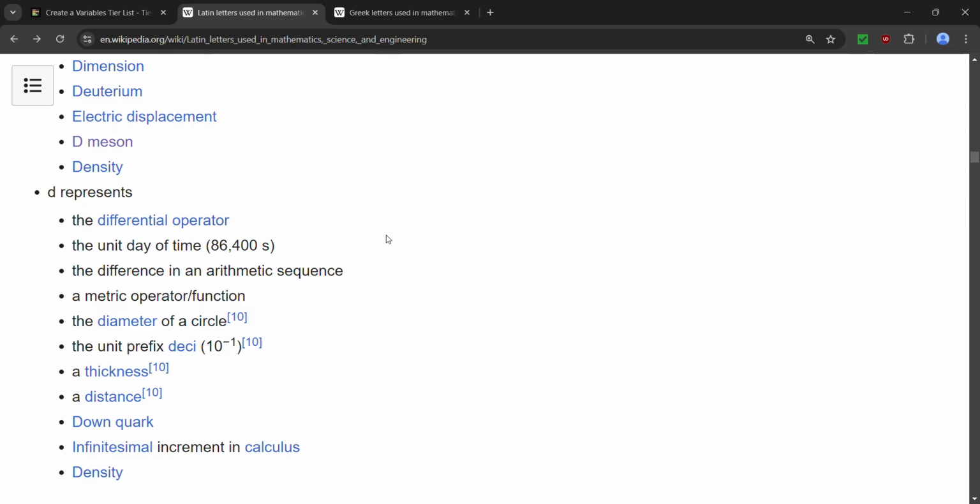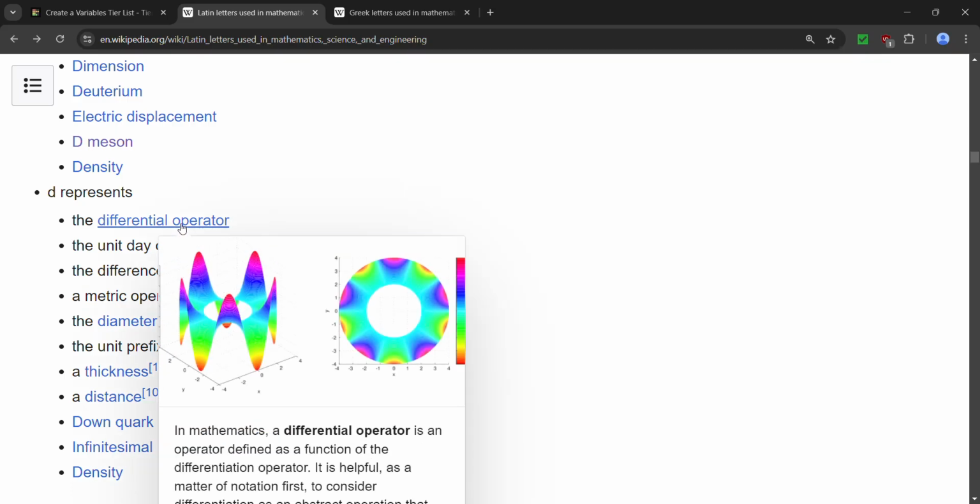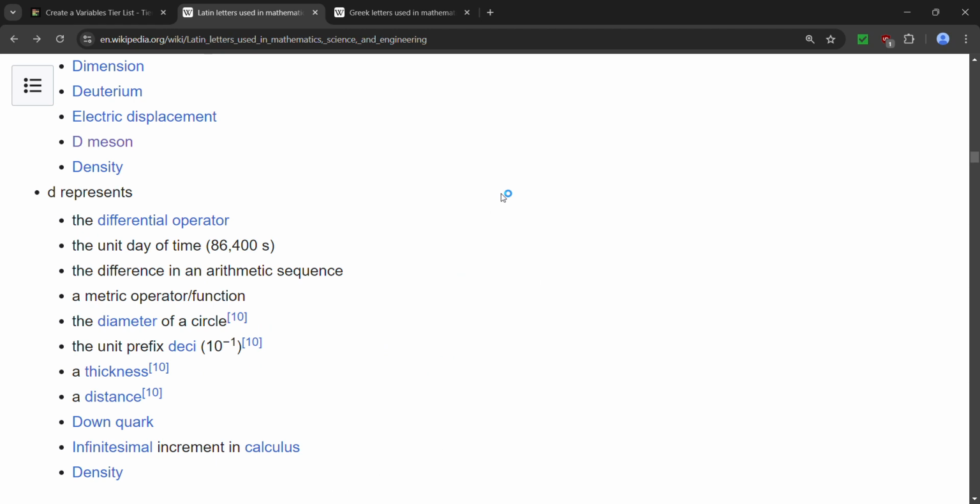Thickness, kind of. I mean, I use all sorts of things for thickness. I use T, X, L, D sometimes, I guess, but that's not really a great argument. The differential operator. Okay, I don't know if I should count this. I don't know. I guess I have. If I'm gonna count the other stuff, I guess I gotta count that. The differential operator. Okay.